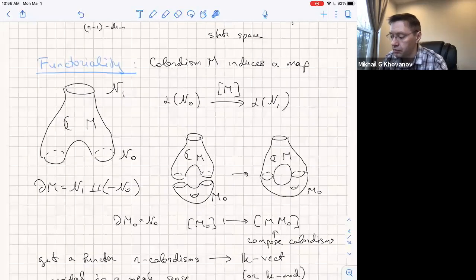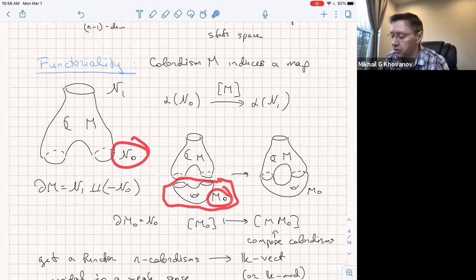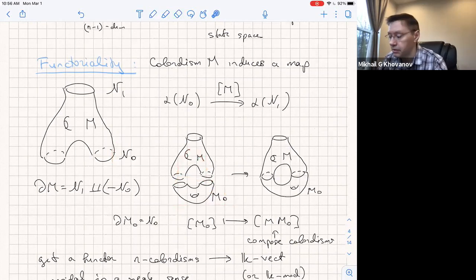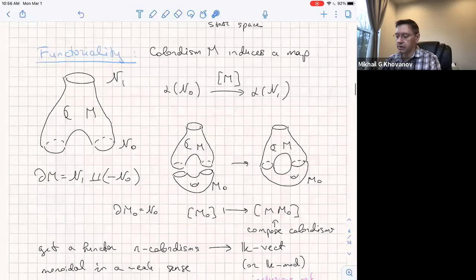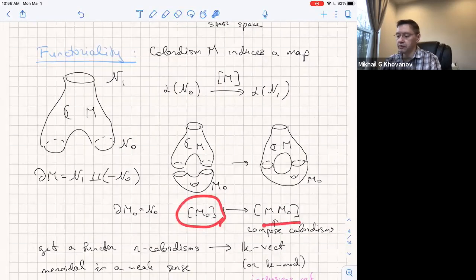So namely, to build this map, take a manifold M0 with boundary N0 and compose it with manifold M to get a manifold M0 composed with M, with boundary N1. Of course, it's as usual in TQFT, so that's exactly what we do here as well. So compose with M. So in terms of symbols, the symbol of M0 goes to the symbol of M0 composed with M. And this descends to a map of state spaces. So we get a map from alpha of N0 to alpha of N1. And so in this sense, this construction is functorial. Any cobordism induces a map of state spaces.